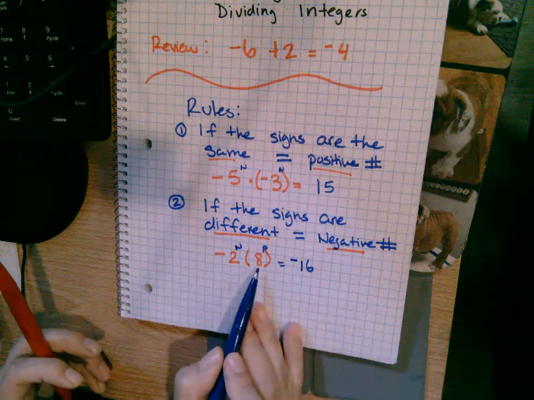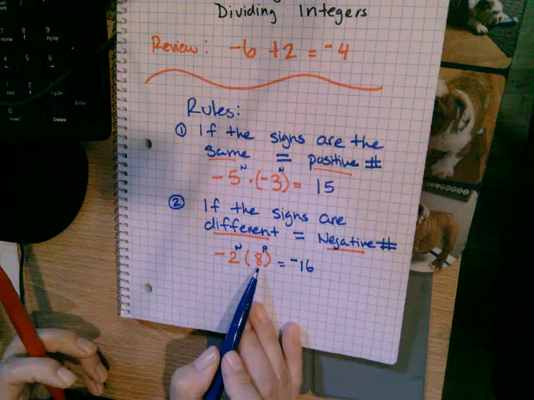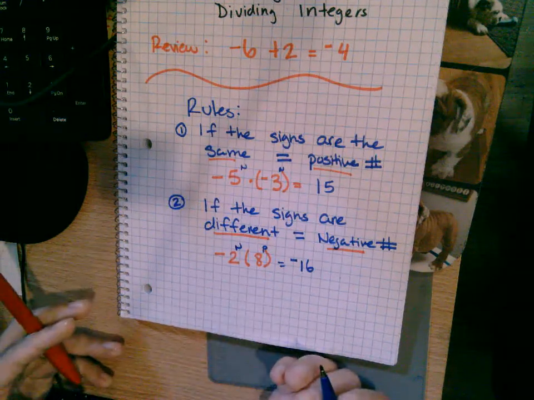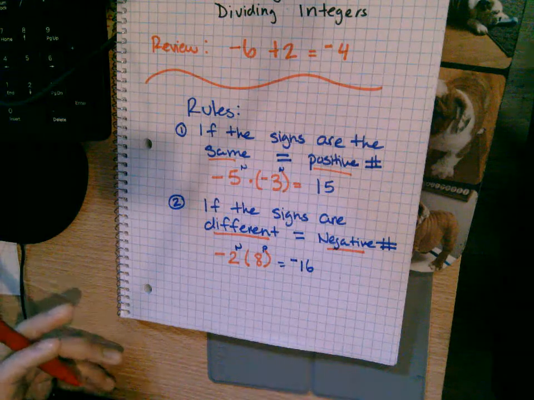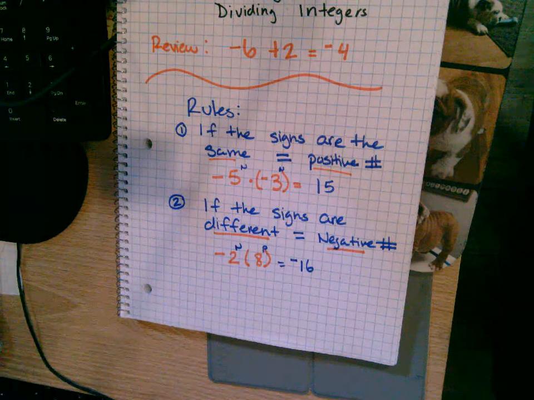Now I know that there's more positives, but in multiplication and division, it doesn't matter what you have more of. It just matters your signs. Now, again, students get confused, but I would hope that you just look at these notes when you're doing these problems just to remind you.